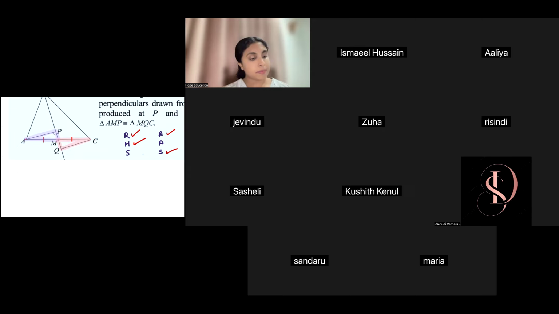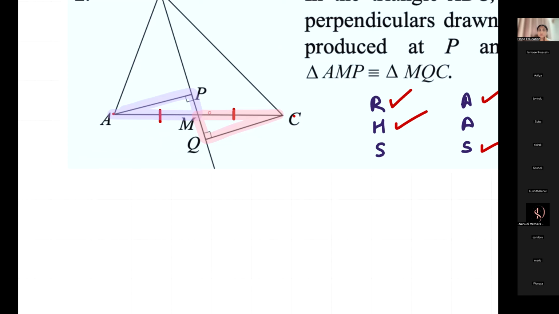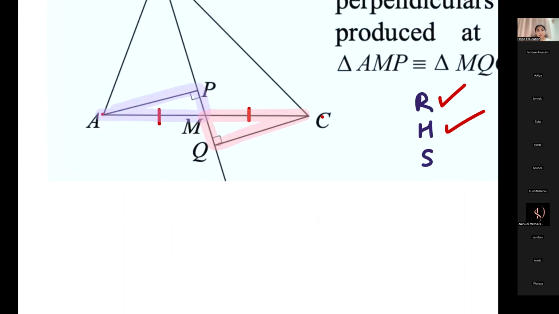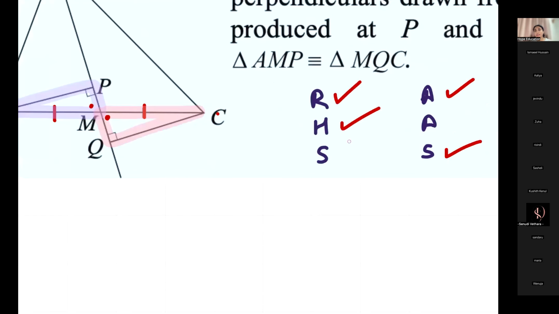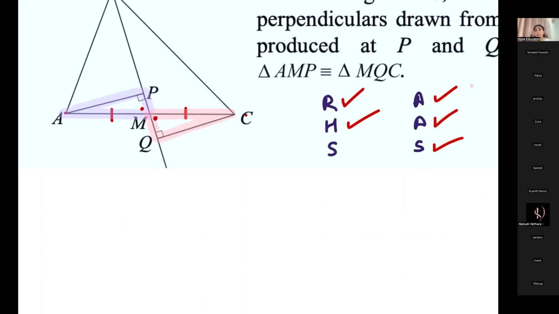What else do we have here? What else are equal here? CMQ and AMP are vertically opposite angles, no? Yes, these two are vertically opposite angles. In RHS we have nowhere to put another angle because we only need another side. But in AAS we have another angle. So the AAS case can be applied to this.